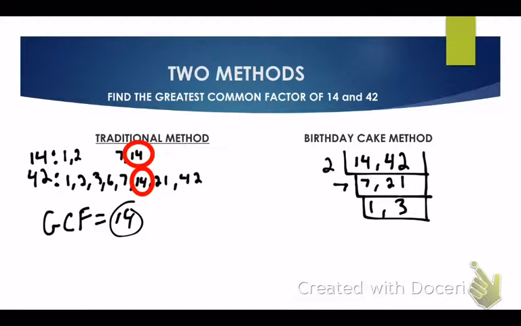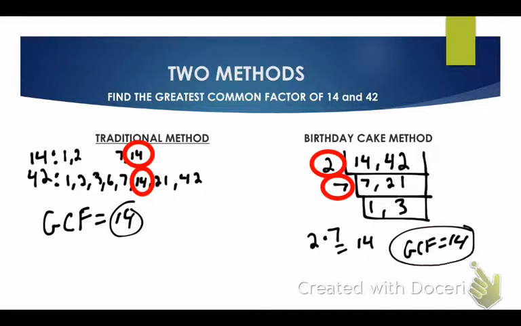Does anything go into 1 and 3? No, only 1, and we don't ever use 1. So, I guess I'm done. So, where do I get my greatest common factor? Well, that's really easy. You see these two numbers on the outside of your cake? Okay, we got 2 and 7. All we simply do is multiply those two together. 2 times 7 equals 14. So our greatest common factor equals 14. And that's how we do that.